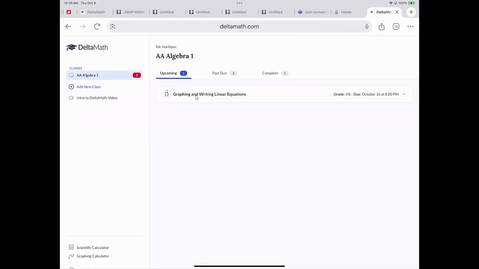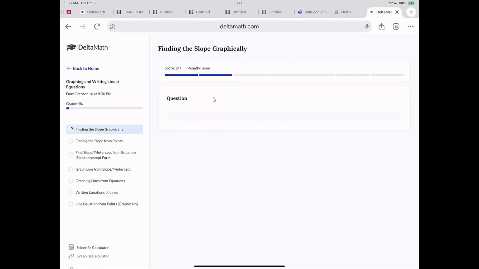I'm just going to do a couple questions from the new assignment that I put out there, graphing and writing linear equations. We worked on solving equations and equalities. Now what we're going to be doing is graphing those linear equations and equalities. So I'm just going to do a couple questions, kind of show you what needs to happen.